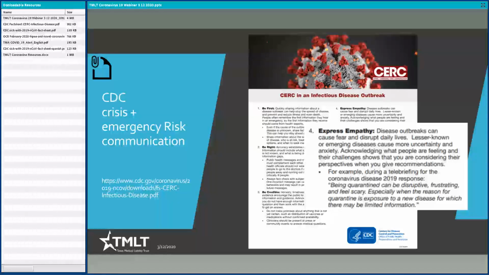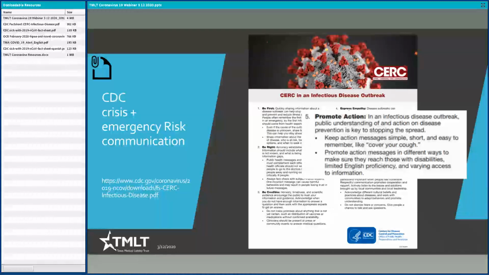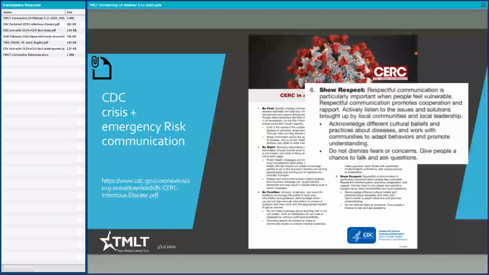Number 4, express empathy. Often when there are disease outbreaks, fear causes disruption in our daily lives. And in cases such as coronavirus, we don't know everything we need to know. So acknowledging what people are feeling and their challenges shows that you're considering their perspectives when you give them recommendations.